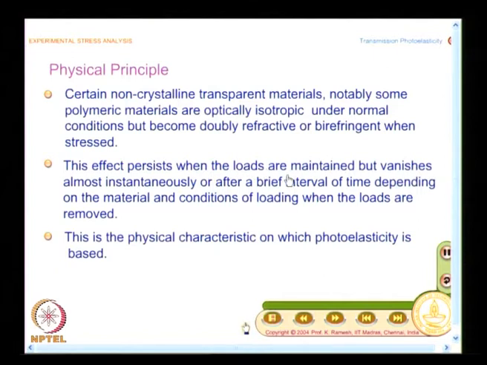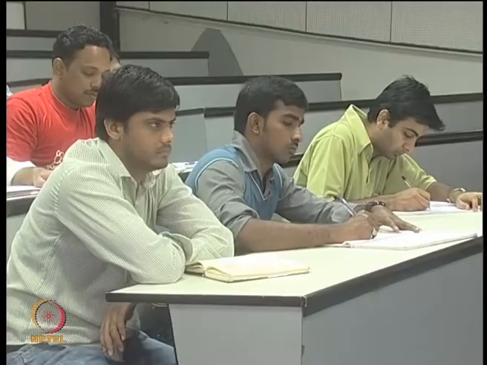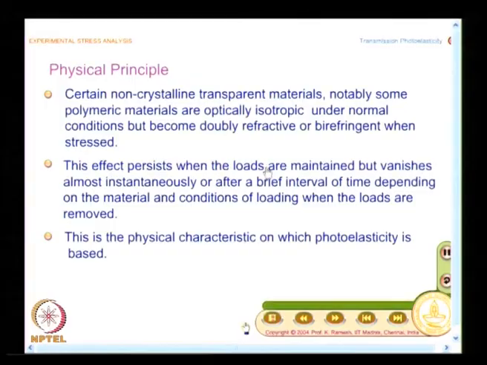But later on we will also see a very special process where you could freeze this stress information by a thermal cycling process. That is different, that is very special, that has come about with material development. But when you want to do it under live load condition, what you will have to look at is that the effect persists as long as the loads are maintained, and after a brief interval of time depending on the material and conditions of loading, when the loads are removed you do not see this effect.